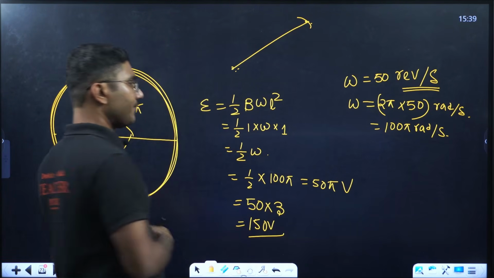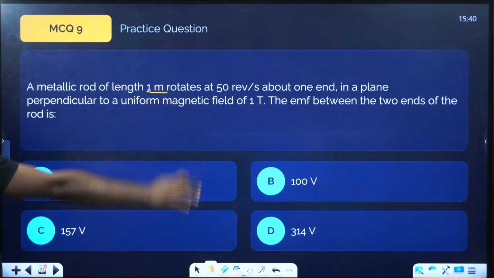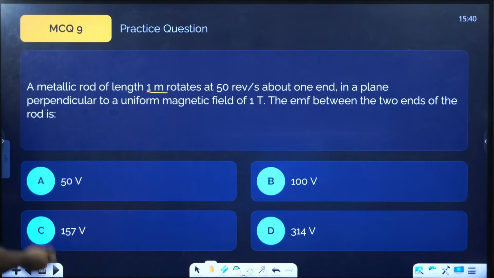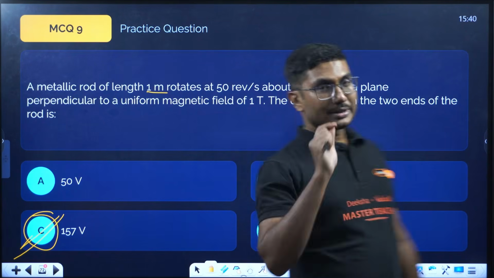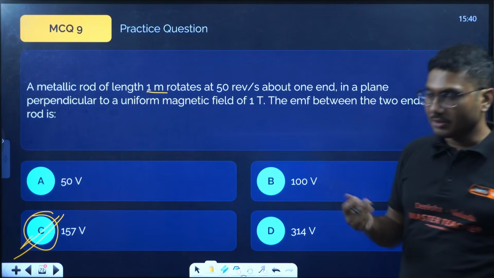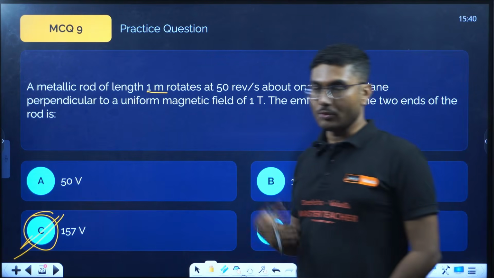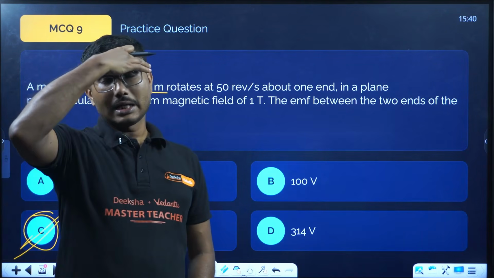Okay, the EMF induced here is 150 volt. Now if you see, which one should be the correct answer? Is it 50 or 100 or 157? Obviously the closest one, that is option C, 157. Now the question would have been slightly tricky if 149 and 150 were both given as options. So which one to choose? 150, 149, 157, these kinds of answers are given.